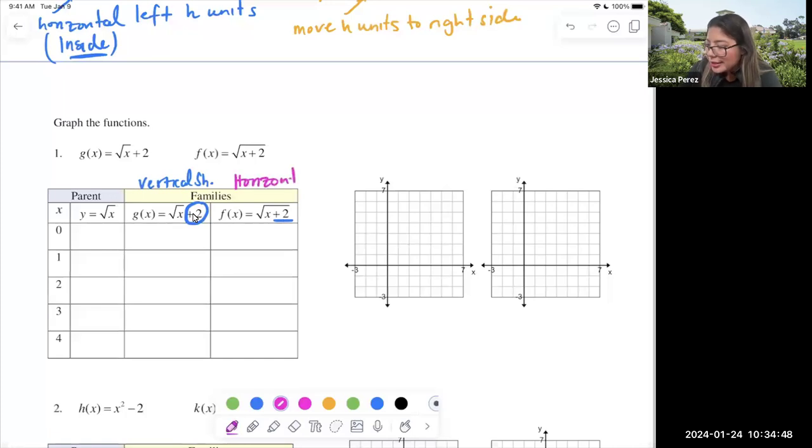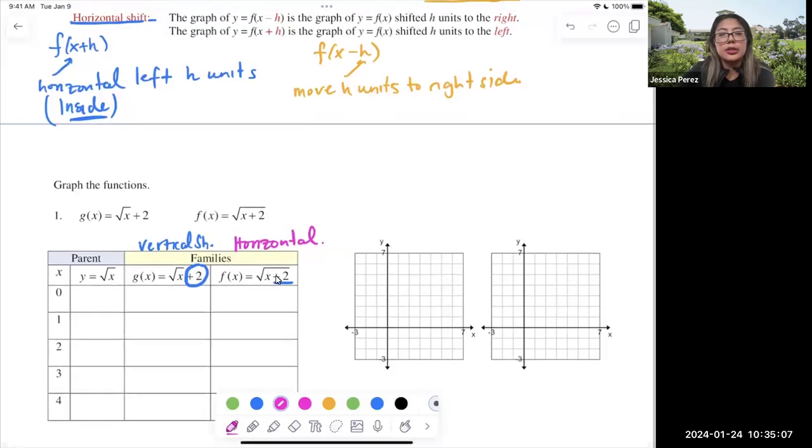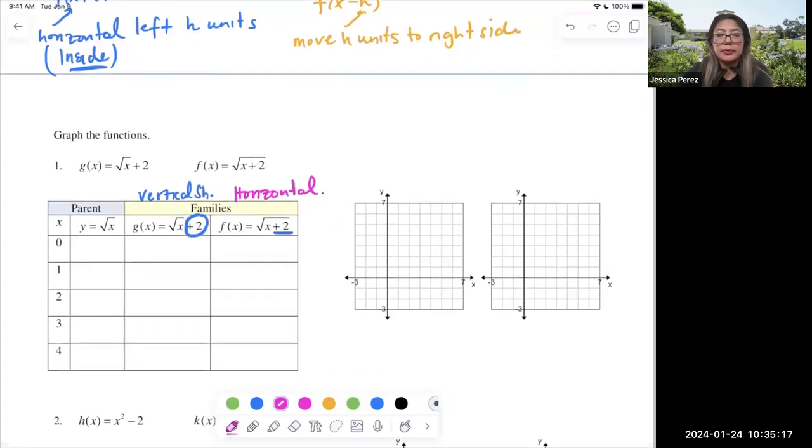Let's begin by identifying what type of shifting we're going to have. Notice we have the square root of x plus 2 on the outside. That's a vertical shift upward 2 units. This one is going to be to the left 2 units because this is a plus 2. If we recall by definition, if we have a plus h, in this case a plus 2, we're going to go to the left h units, so 2 units to the left. We're going to be graphing both of these functions simultaneously and then be able to identify what's going on with the graph.